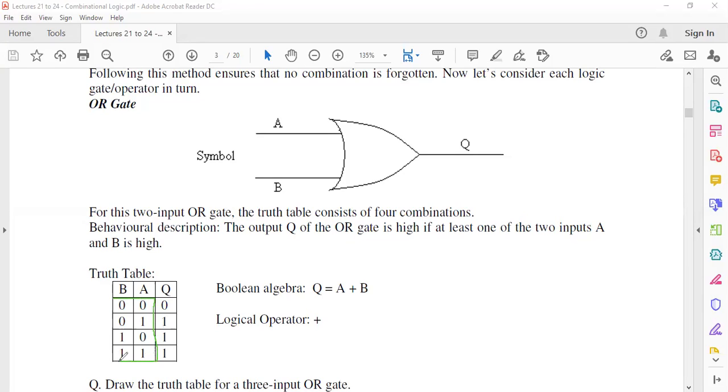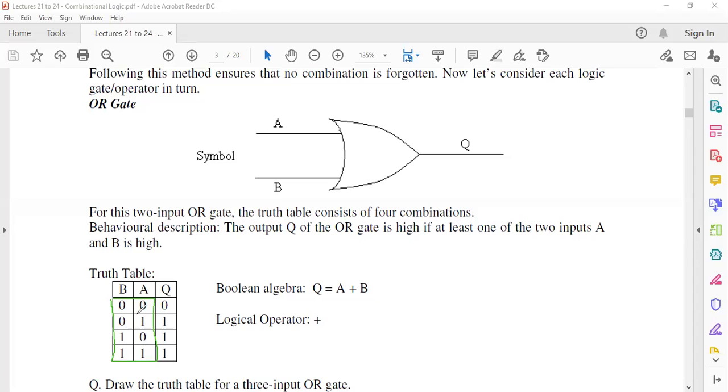Irrespective of the logical operation you are considering, these 4 combinations would always be there for 2 inputs. Now, for the particular gate we're considering, the OR gate, the behavioral description is given here. The output Q of the OR gate is high if at least one of the inputs is high.